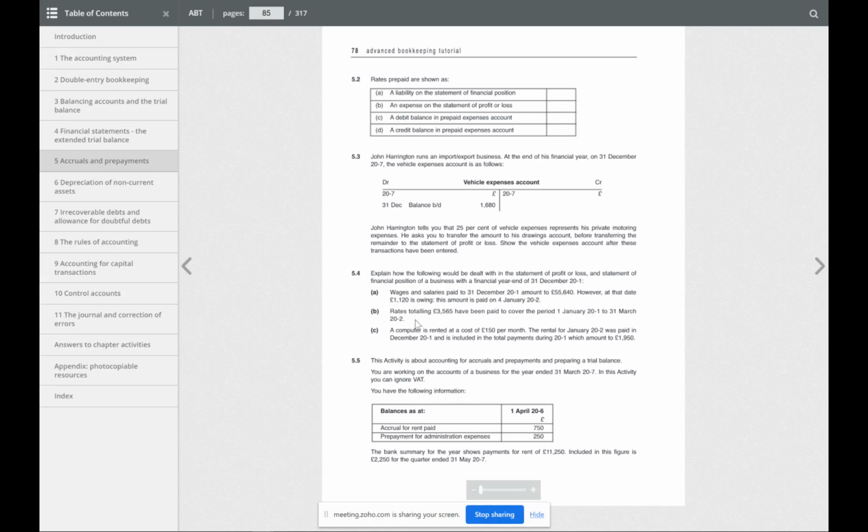So next question, let's see. Can you read this? Rates totaling £3,565 have been paid to cover the period 1st January 2011 to 31st March 2012.